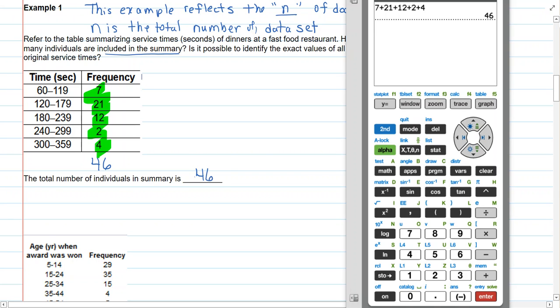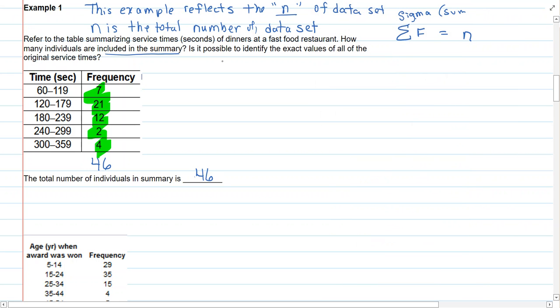And so this is what we're talking about in the collection of this particular data. Now notice it asks, is it possible to identify the exact values of all the original service times? And the answer is no, because of the rounding. And that's boundaries.